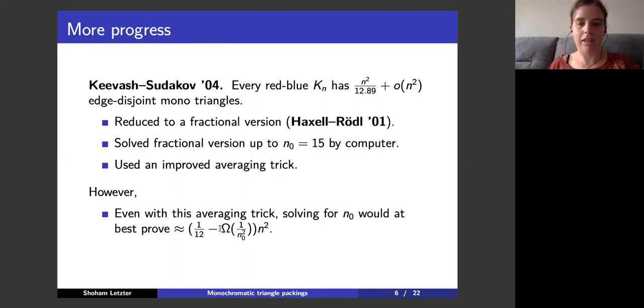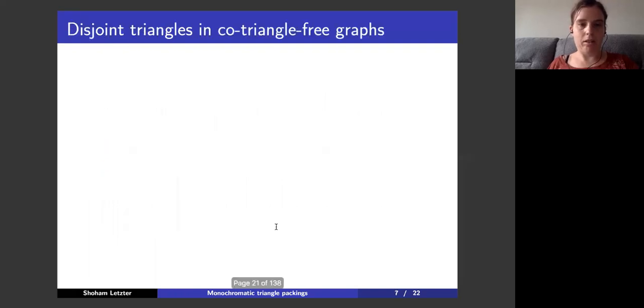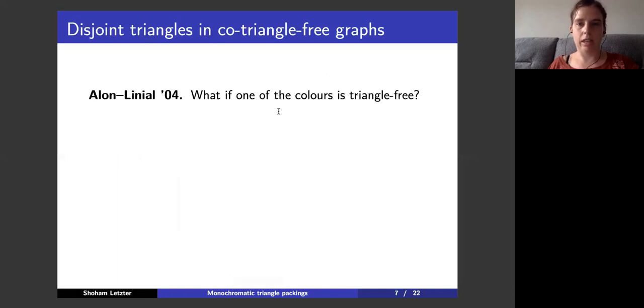So instead of this 1 over n0 error term, you now will have a 1 over n0 squared error term. So again, you can hope to improve, but it both gets intractable and it will never prove this 1 over 12 precisely. So okay, this problem seemed like maybe it's not so easy, and therefore Alon and Daniel suggested to look at an easier version. So what if we assume that one of the colors is triangle free?